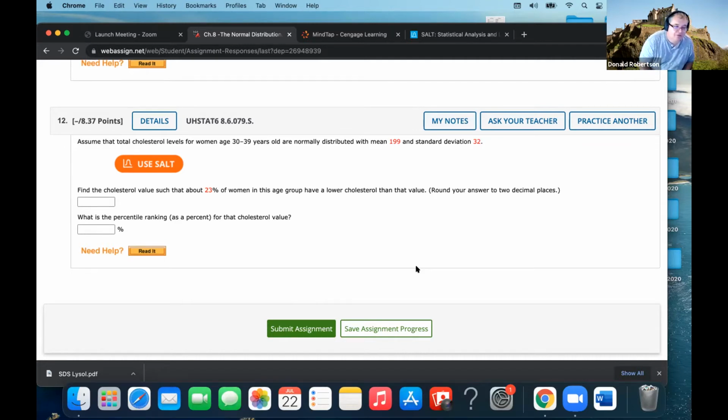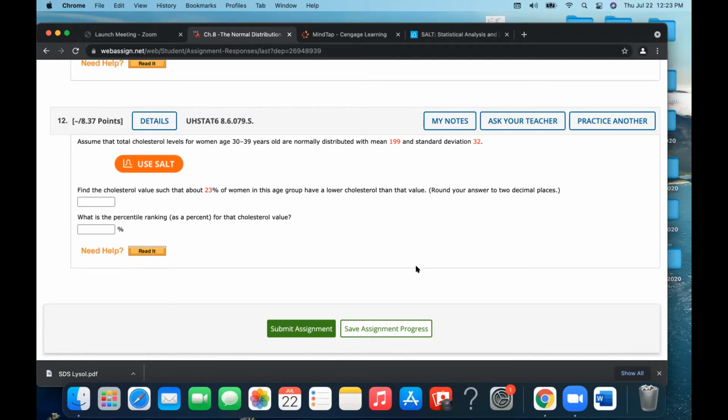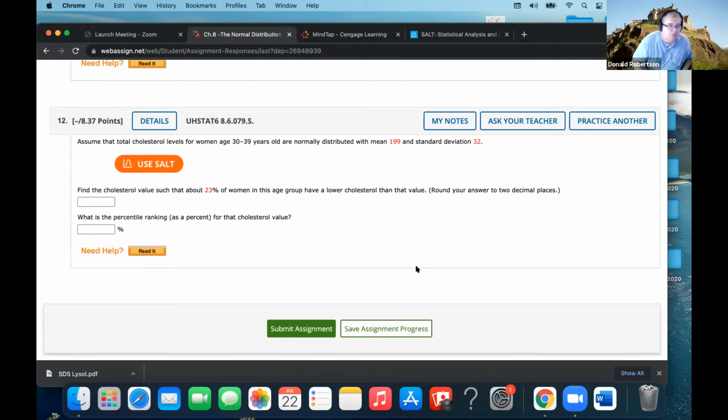And then it says, find the cholesterol value such that 23% of women in this age group have lower cholesterol than that value. So we're trying to find out what number you would need to be in cholesterol to be 23% or lower. I want to make sure I'm getting that the right way around. 23%, such that about 23% in this. Okay, we got it, right. So hit the salt button.